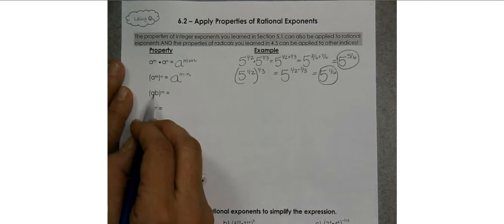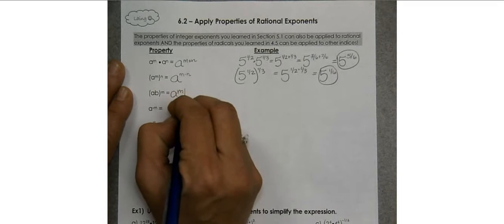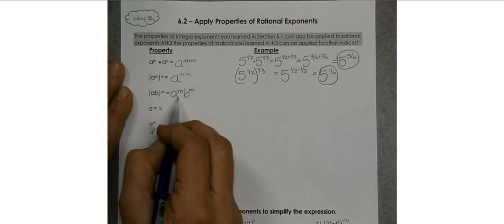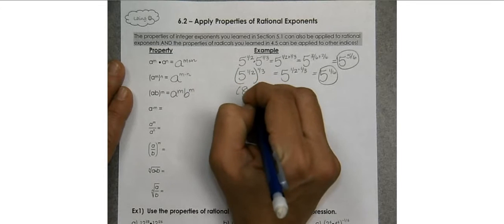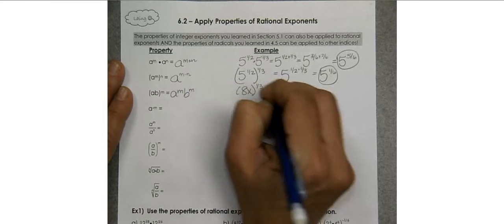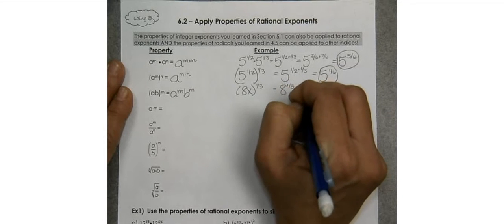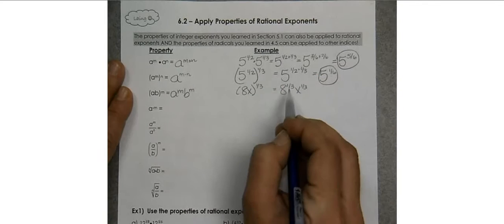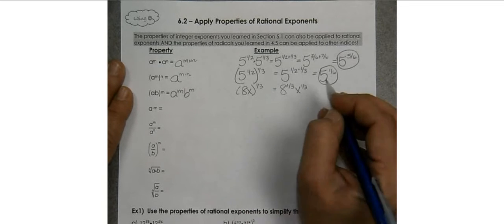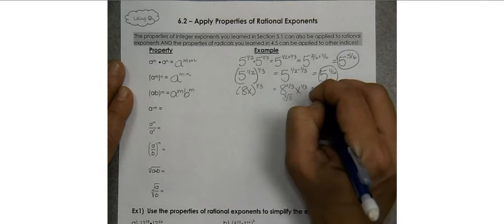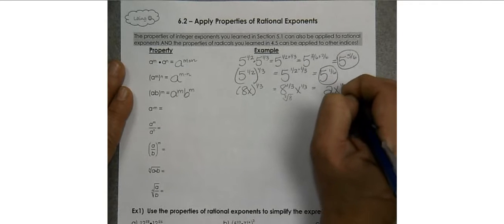When we have the power of a product, we apply that exponent to both of the factors. So if you had something like 8x to the 1/3, you would think about that as 8 to the 1/3 and x to the 1/3. But remember from our other lesson that 8 to the 1/3 is really like the cube root of 8, and we know that the cube root of 8 is 2, so we would simplify that to 2 times x to the 1/3.